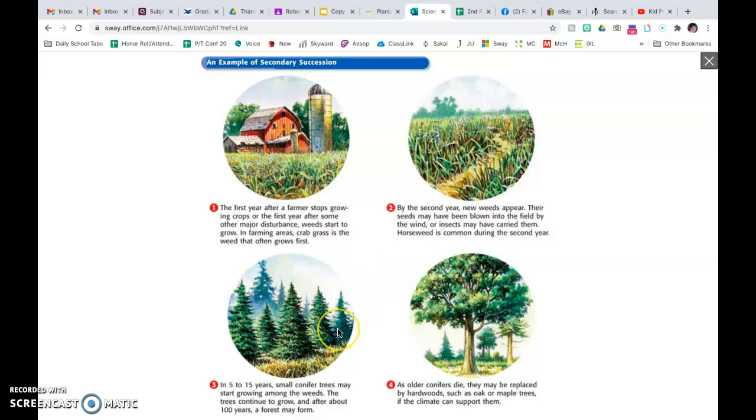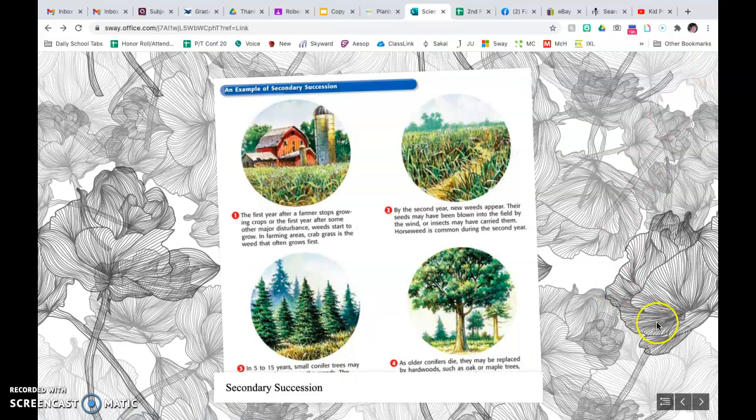And then in the same plot in about 5 to 15 years, you have small conifer trees that may start growing among the weeds. The trees continue to grow, and after about 100 years or so, you may have a forest that forms. And then as the older conifers die, they may be replaced by hardwoods like oaks or maples, if the climate can support them. So this takes you through the steps of secondary succession.